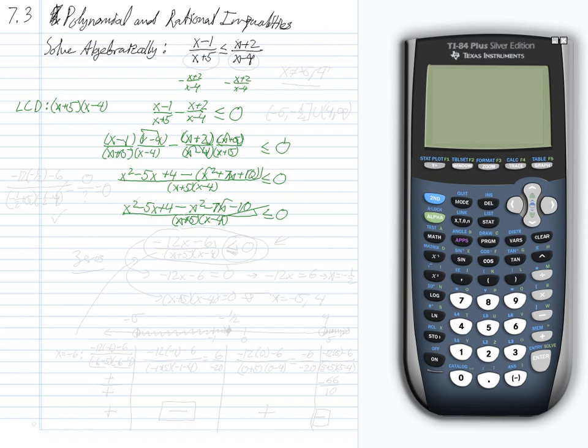And we can combine some terms. I have an x squared and a minus x squared. Negative 5x, negative 7x gives me negative 12x, and 4 minus 10 gives me negative 6, all over x plus 5, x minus 4. Alright, so now I have my inequality in a satisfactory form. I can find the zeros of the numerator. So my numerator, negative 12x minus 6, when is that equal to 0?